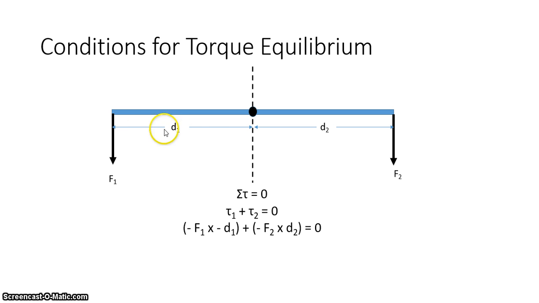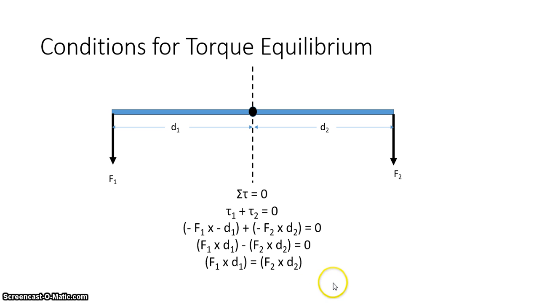We have negative d1 because this is in the negative x-axis. We have positive d2 because this is in the positive x-axis. And so that's why we get the signs that are here. If we do negative times negative, this ends up being positive. If we do negative times positive, this ends up being negative. And so therefore we can go ahead and continue to manipulate the equation such that we end up with F1 times D1 is equal to F2 times D2.